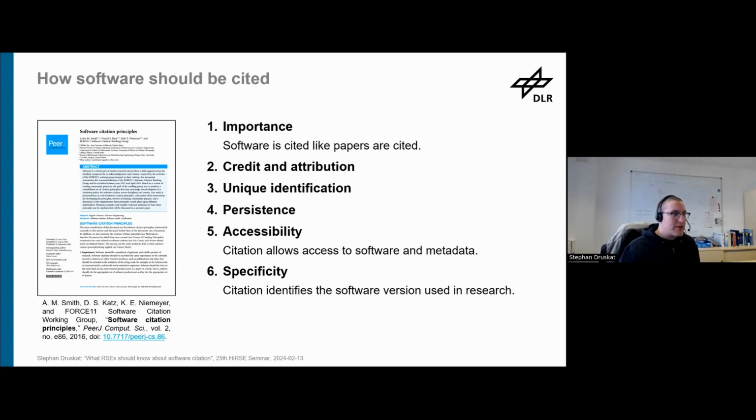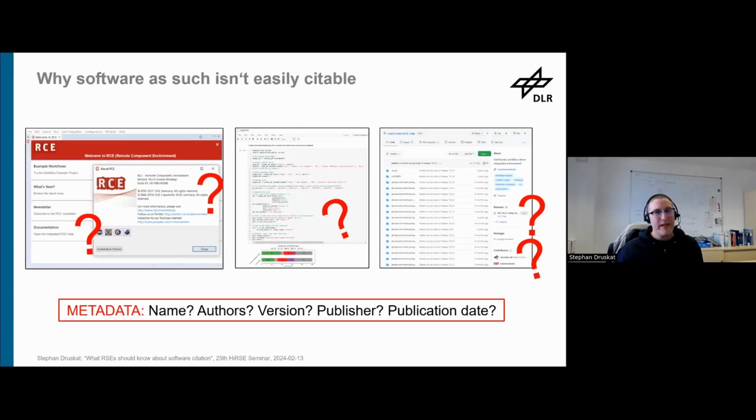And this is really important: the citation of a software should be specific. So it should identify the version that's actually been used in research. Ideally, this would be a released version of a software, but it could also be a single commit from a version control history. Now, why don't we already do this?